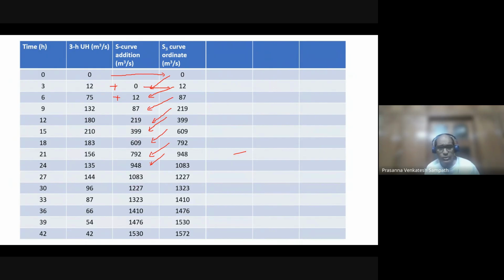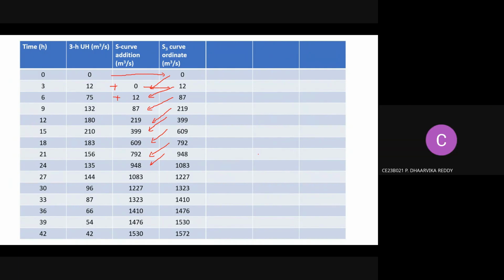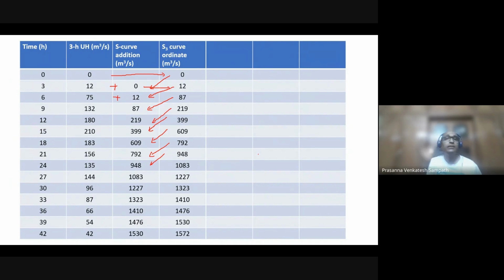So after I've done this, what should I do next? Once I've got the S3 curve, now you'll notice that in the fourth column, I have mentioned it as S3. There's a subscript there which says 3. What does that 3 signify? Anybody? What does the 3 signify? Please, quickly. Okay, Dharvika, what does the 3 signify? 3-hour unit hydro. Correct. It is an S curve produced from a 3-hour unit hydrograph, right?